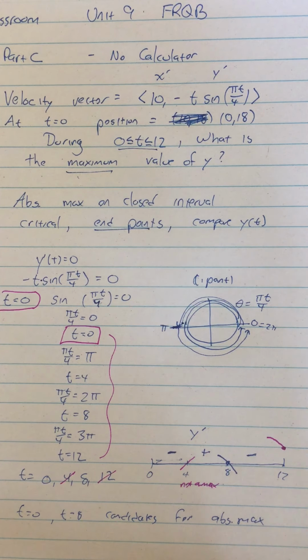And that's where the next point was. If you identify t equals 0 and t equals 8 as your candidates, that was also one point. So that was the next point. You had to work pretty hard to get that next point.